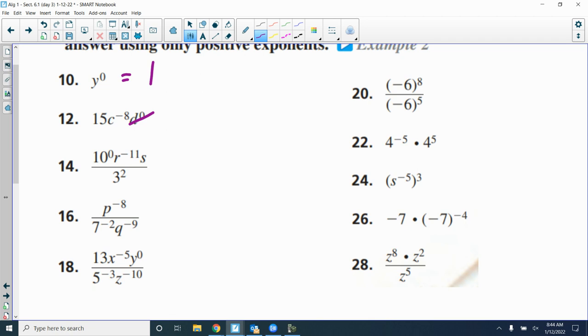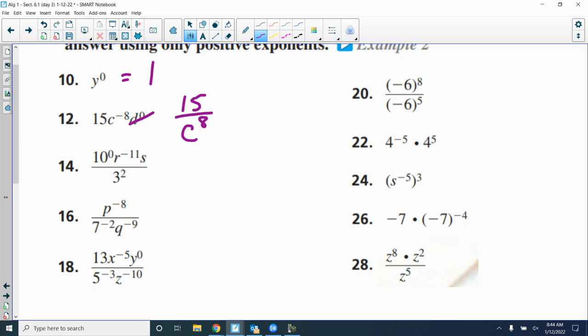Oh wait, yeah. 15 is on top. What's on the bottom? C. C to the 8th. Guys, the negative 8 is not with the 15. It's just with the C. Okay? Does that make sense? 15 stays up top. All right.